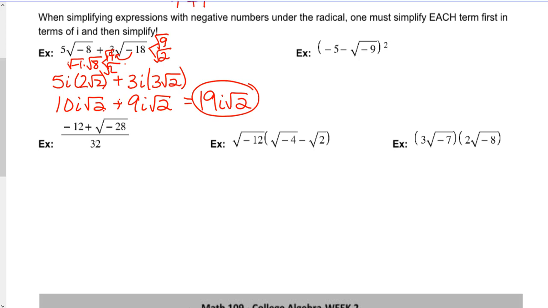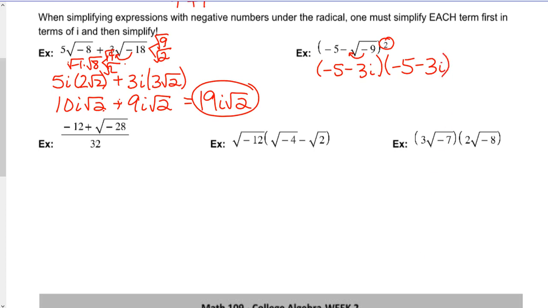Let's try this next one. This is a quantity squared. Be very cautious because do not just square that one and square that one. Remember, there has to be a middle term and you have to FOIL. Now, I'm going to simplify this first. The square root of 9 is just 3. Therefore, the square root of -9 is going to be a 3i because I can bring that negative out front and make it an i. Okay, so I'm going to rewrite this as -5 minus 3i, but I have 2 of them. So I'm going to multiply it by -5 minus 3i.